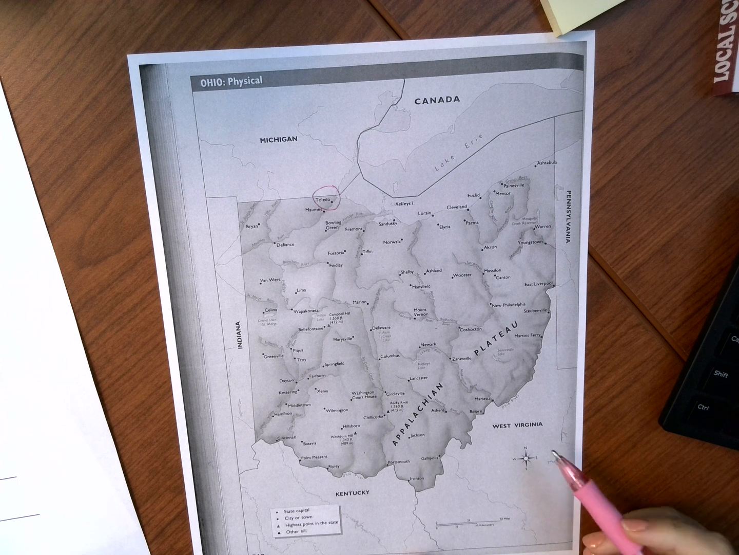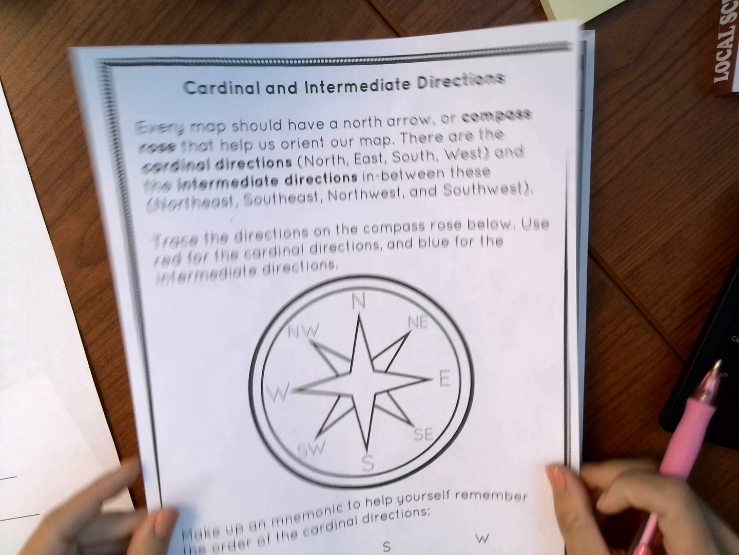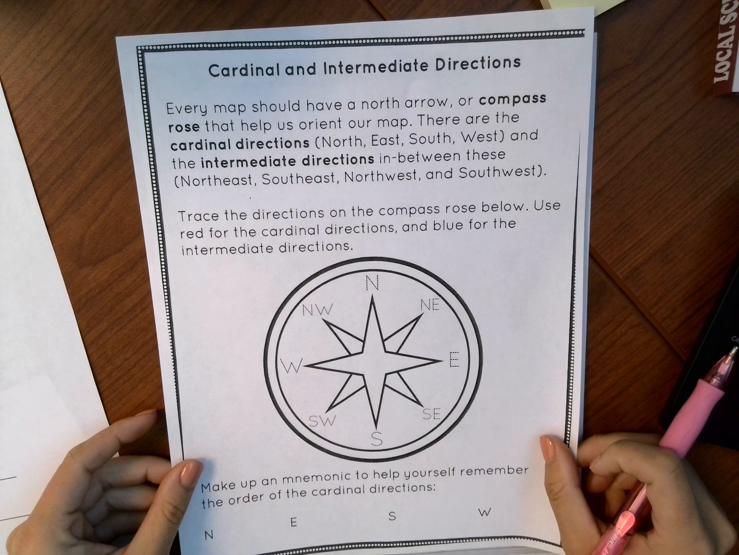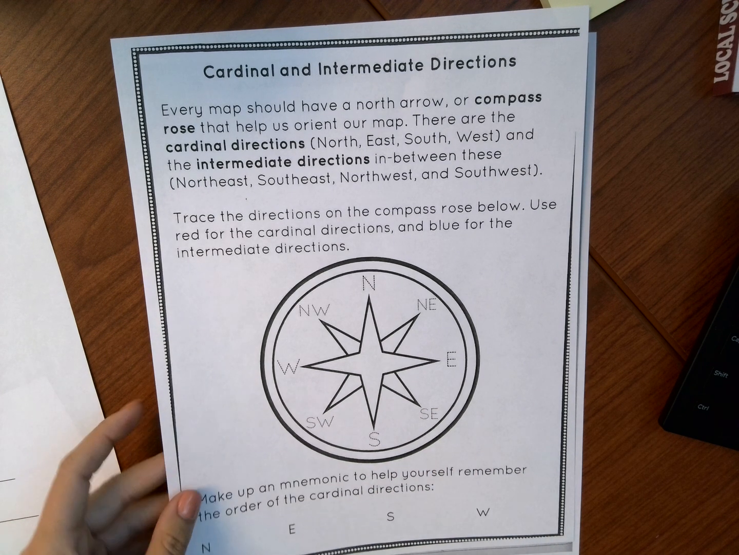If you look, you see a little baby compass rose right here. It doesn't say the intermediate directions, just the cardinal directions. But something your child or you might have taken home is the cardinal and intermediate directions sheet. So they can also be using this to help them.